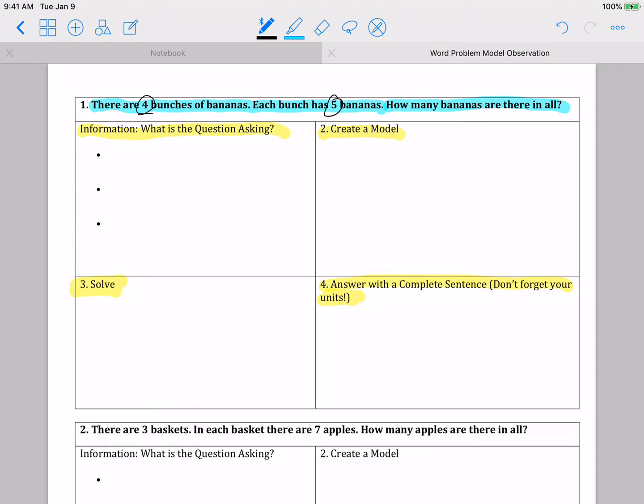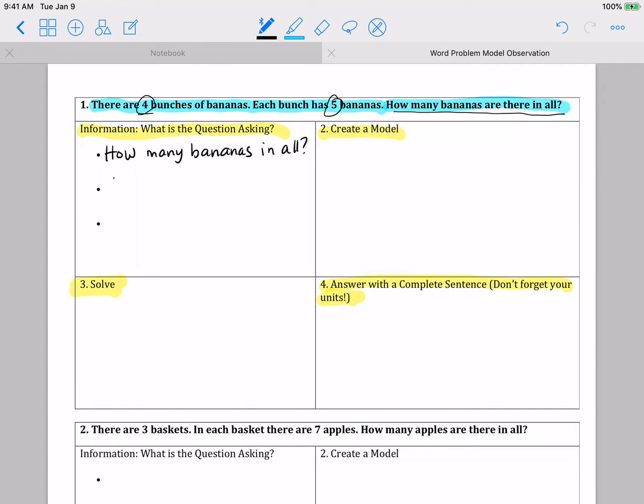So first part, information. What is the question asking? How many bananas are there in all? So I'm going to write that down. How many bananas in all?